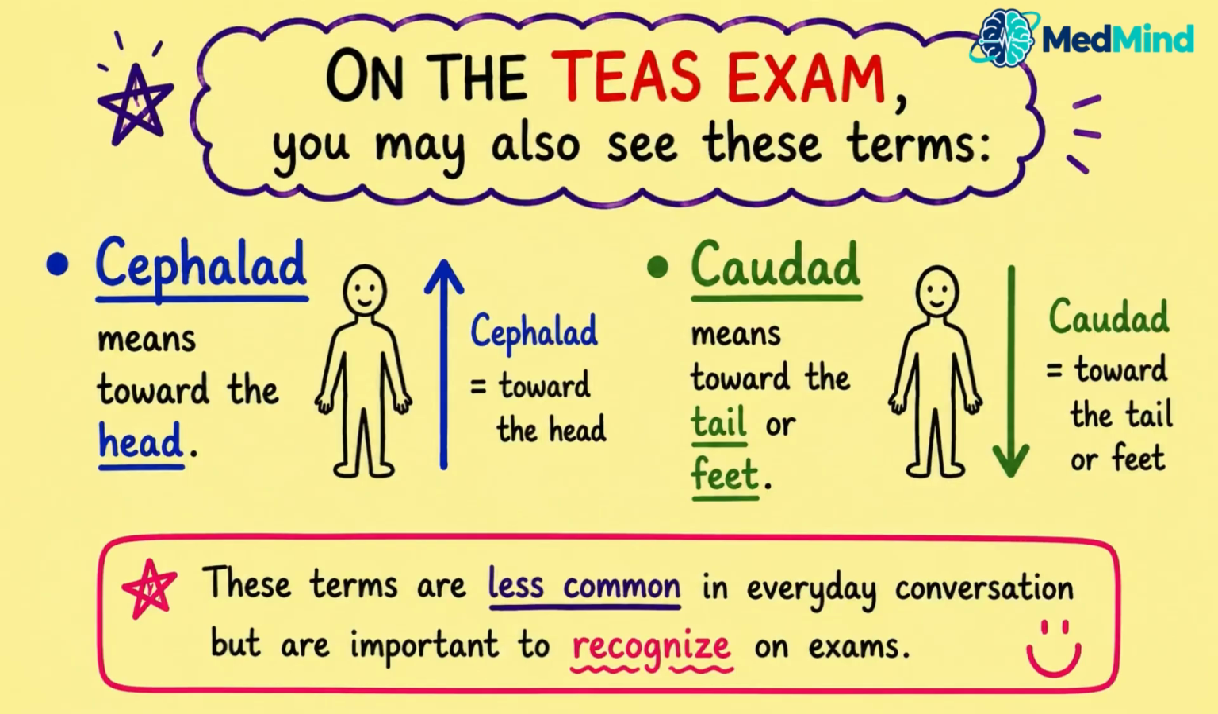The second term is caudad. Caudad means towards the tail or towards the feet. In humans, this simply means moving downward towards the lower part of your body. For example, the knees are caudad to the hips because the knees are located below the hips. Like another example, the feet are caudad to the knees.